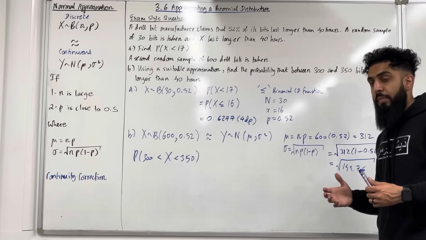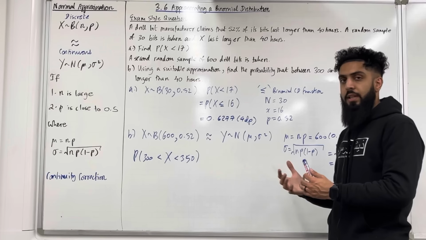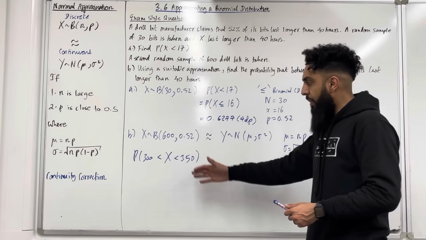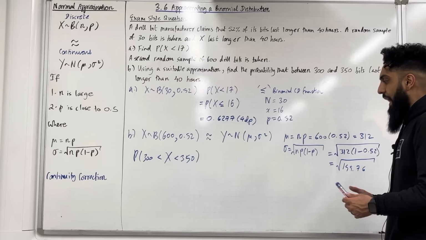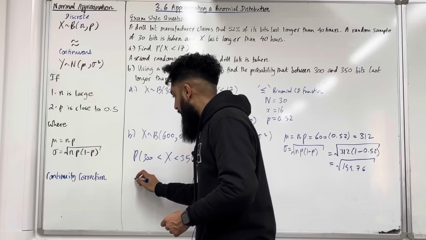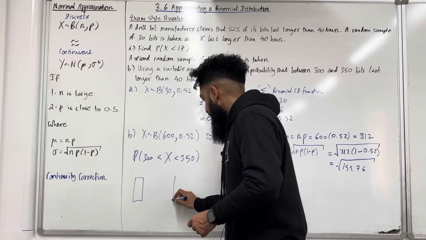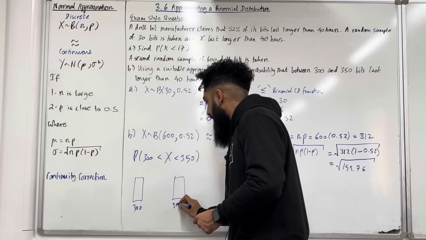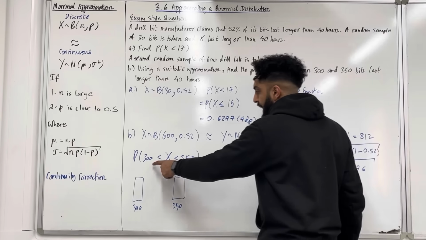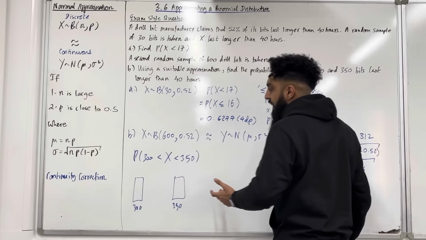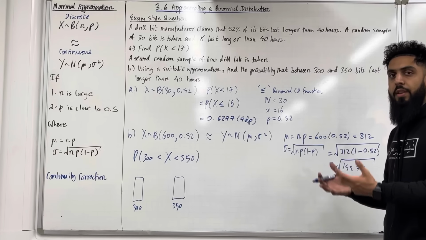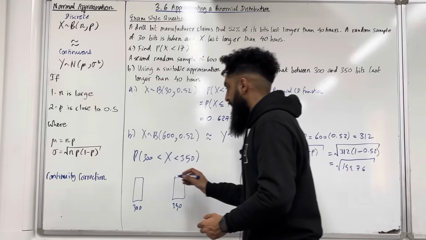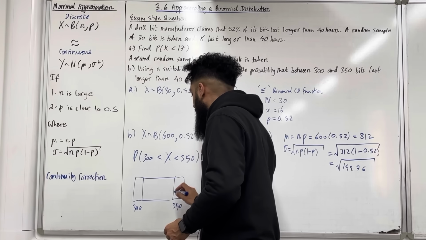So x is more than 300 but less than 350. Ladies and gents, please remember when you go from a discrete distribution to a continuous distribution, you have to apply a continuity correction. So to help explain the continuity correction, I'm going to draw a diagram. So I've got two blocks. The first block is for the 300 and the second block is for the 350. Now x equal 300 is not included, x equal 350 is not included, so we do not shade in the blocks. We have to shade in everything between 300 and 350. So this part over here is what we shade in.